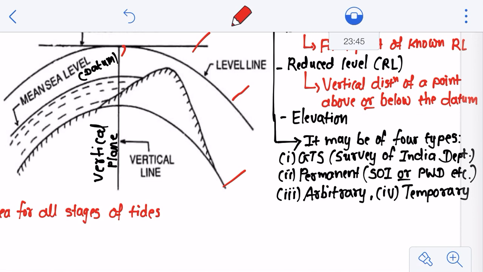And let's say you are still working in a certain area but you don't have permanent benchmarks or GTS benchmarks available in the vicinity of the area, you may go for some other type of benchmark consideration, and those benchmarks are termed as arbitrary and temporary benchmarks. So what are arbitrary benchmarks then? These are the reference points whose RLs are arbitrarily assumed, right?